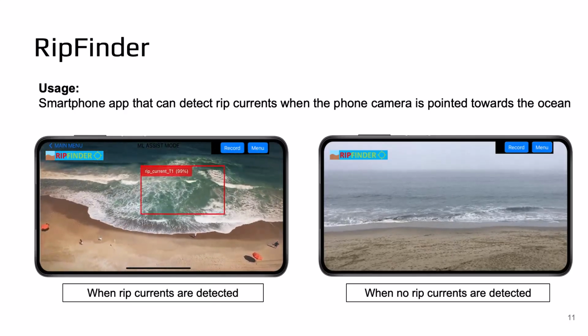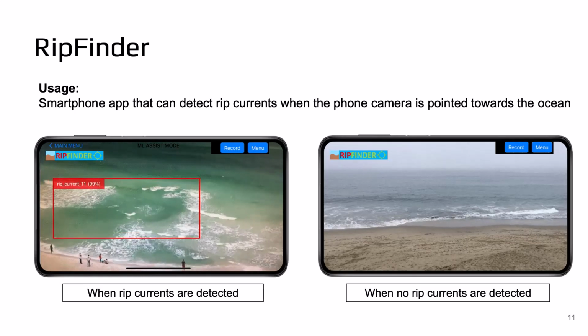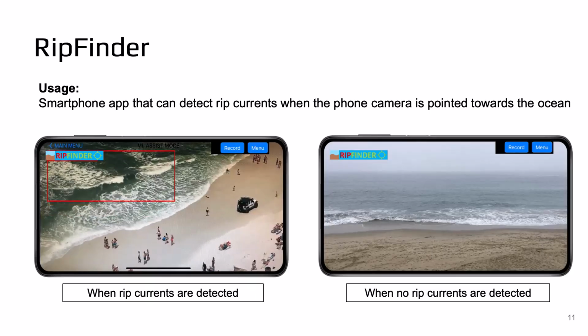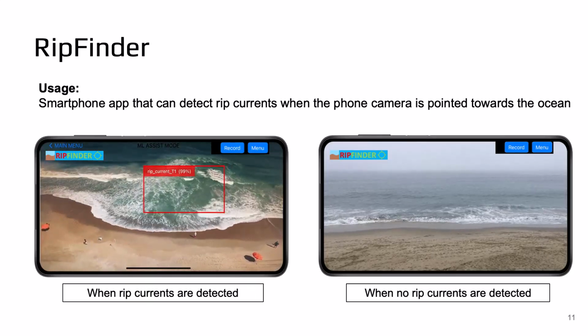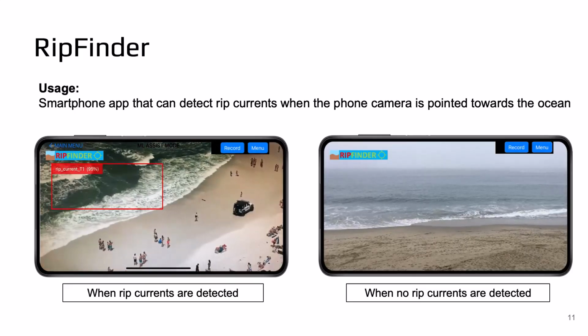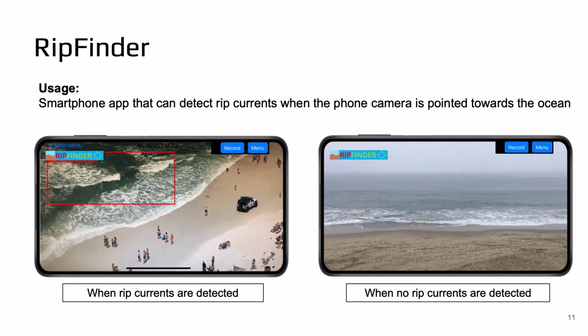And then when there is no rip current, or to be more specific, when no rip currents are detected by the model itself, that can be because it is not trained to detect the rip current, or there is in fact no rip current, you would not see these bounding boxes.